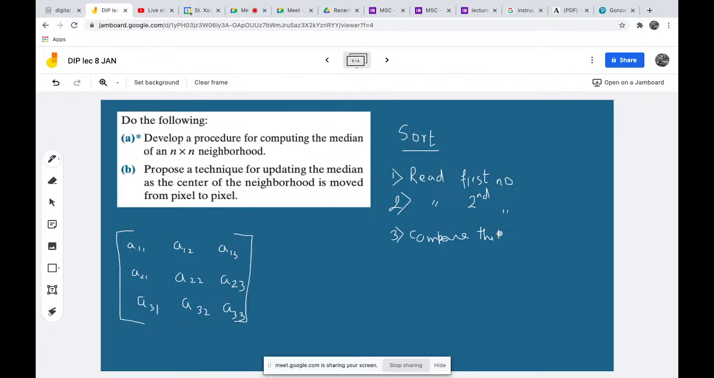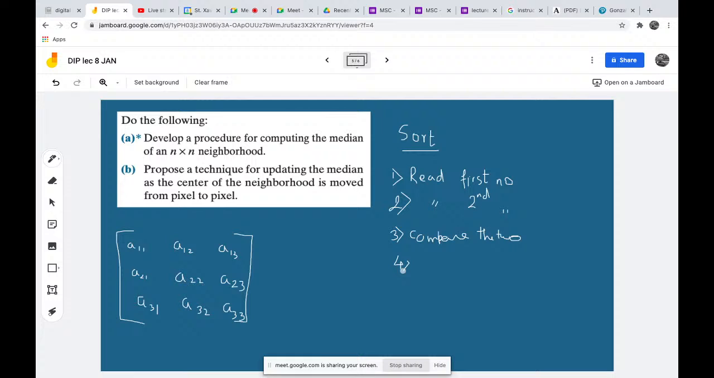Compare the two. Our target should be decided. Suppose I'm going in ascending order. Then if the first number is less than the second number, don't do anything. If the first number is equal to the second number, you don't do anything, no issues. You do something when the first number is larger than the second number and you have to go in ascending order. Are you getting it?